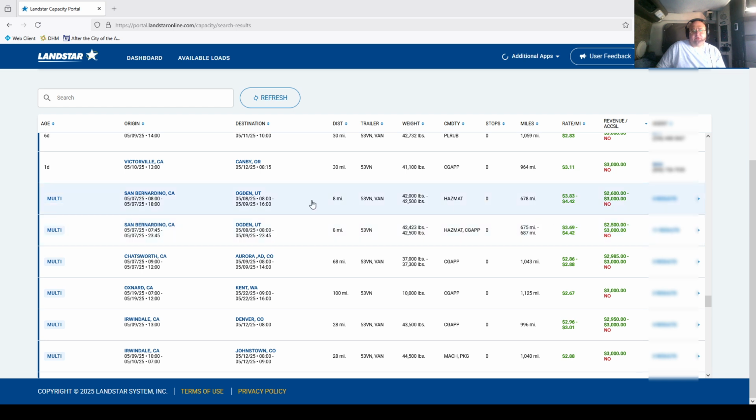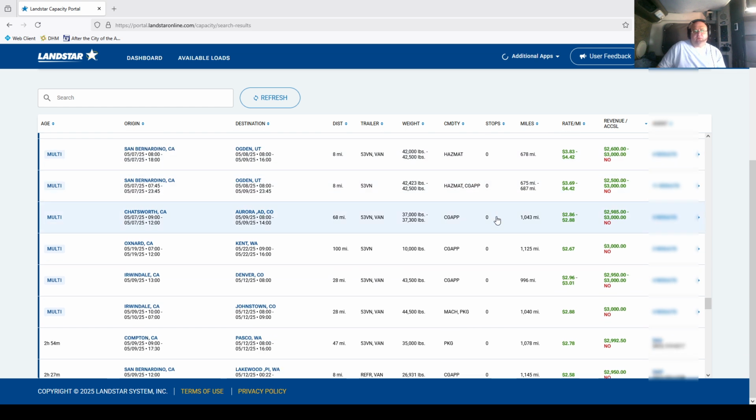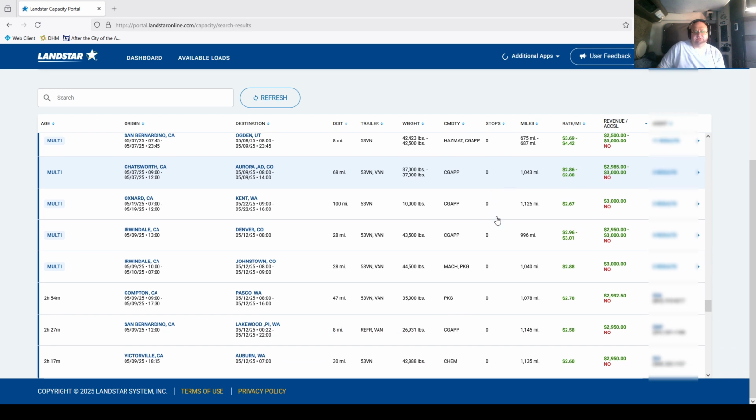This San Bernardino to Ogden, Utah is listed like 20 plus times. There's 11 listings on this one alone. There's 4 on this one. So just these 2 right here is 15 listings. This is a whole bunch of Landstar agents bidding on this load. 4.42 a mile is not happening. It's the lowest bid, so you're not getting the 4.42 a mile on that. It's listed, and it's probably listed hundreds of times across several different load boards. That load might even be covered right now.